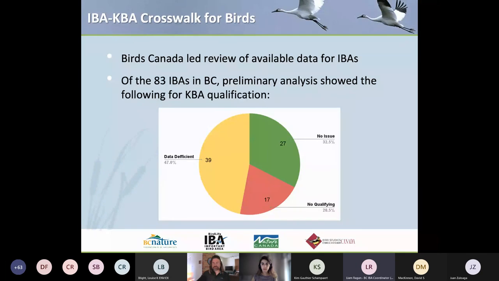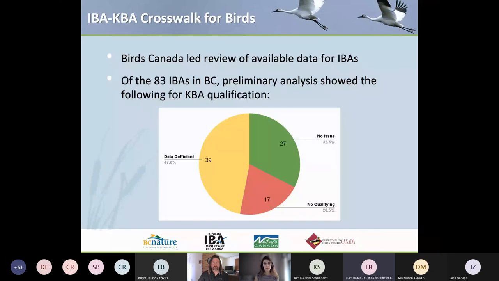In turn, of the 83 IBAs, as you can see, based solely on the preliminary data, 27 qualified as either a national or global KBA right off the bat. 39 were shown to be data deficient, meaning that they had some records which met thresholds, but that those records were either from a single year, single observation, or out of date. And 17 had no preliminary qualifying data.